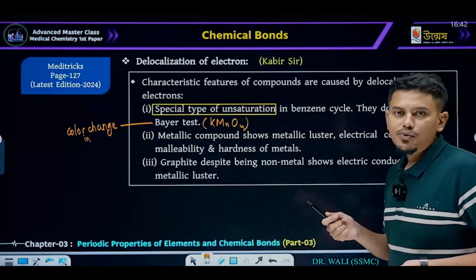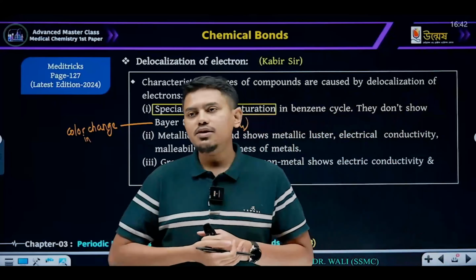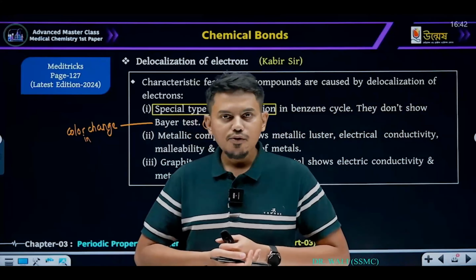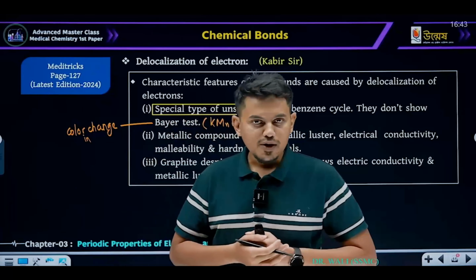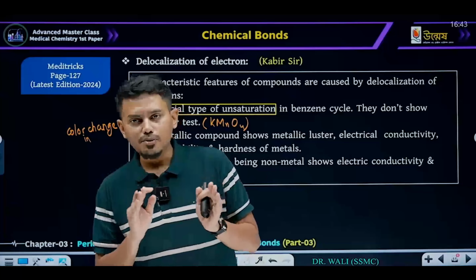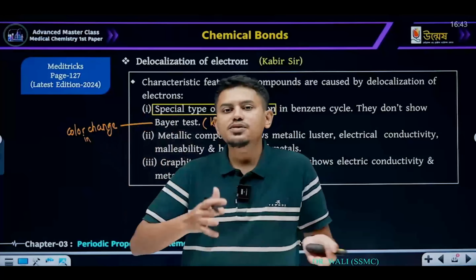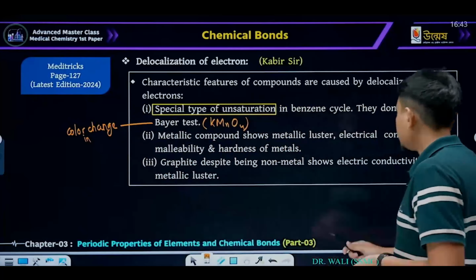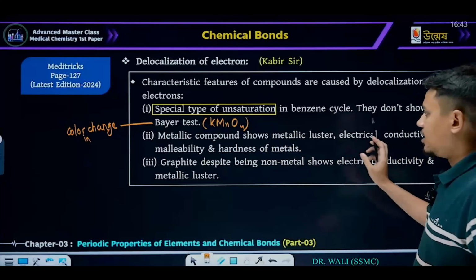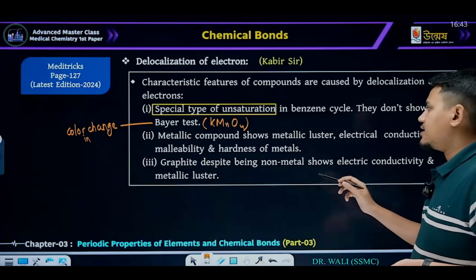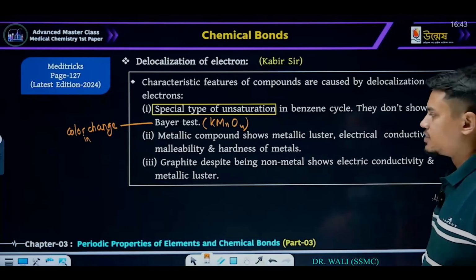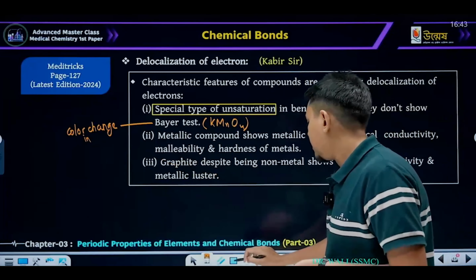And as we already know, the bond length of a carbon-carbon double bond is 0.134 nanometer, while the single bond is 0.154 nanometer. The benzene carbon-carbon bond shows 0.139 nanometer, which is different from double bond and single bond. So this is due to a special type of unsaturation. Anyway, metallic compounds show metallic luster, malleability and hardness of metals. And lastly, graphite, despite being a non-metal, shows electrical conductivity and metallic luster. This is also a unique feature of graphite.